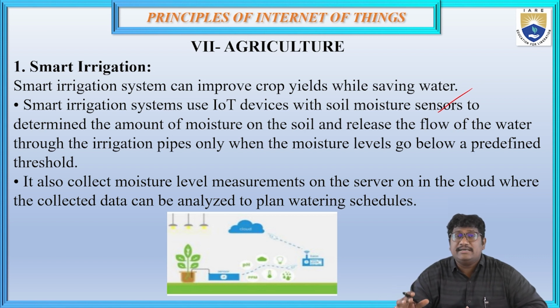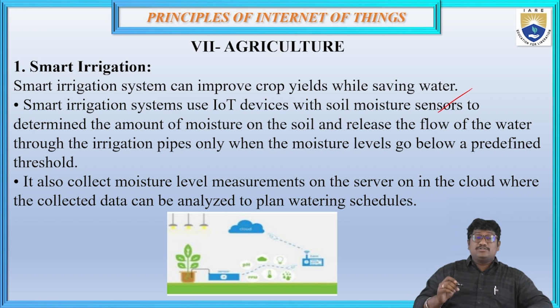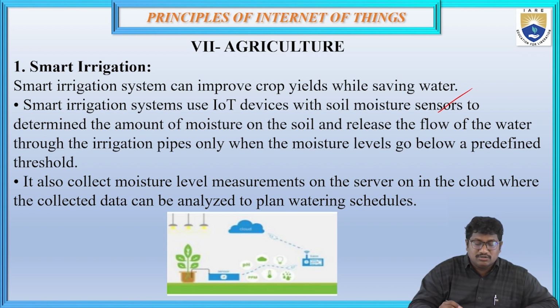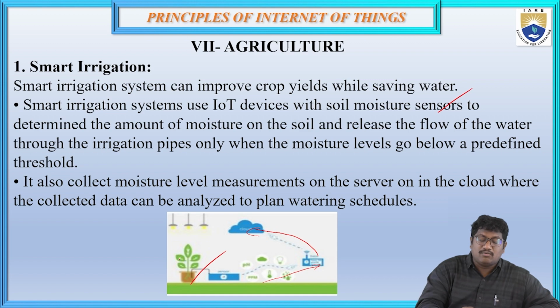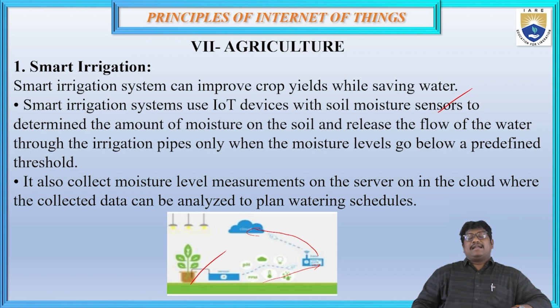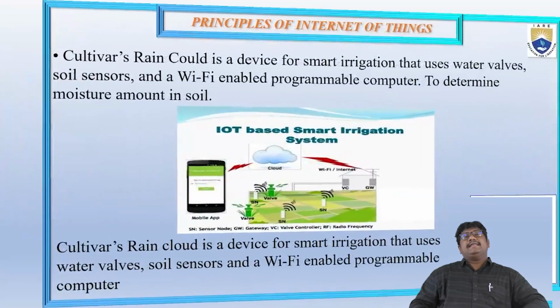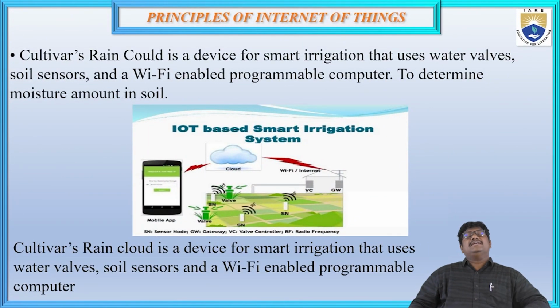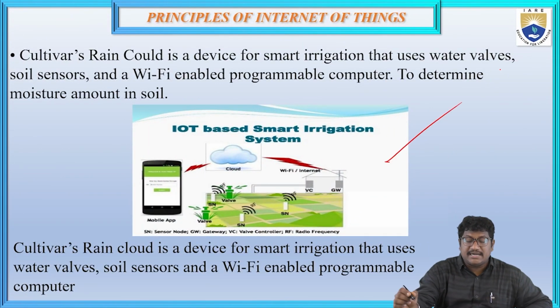Like this, it is going to collect the moisture level measurements, collect the data, and analyze it to plan watering schedules. See here how much water is present. By using the sensors, the data is gathered at the device and uploaded to the cloud. Automatically, if there is less moisture, it will inform so that the water will be distributed to the concerned plant. Like this, our smart agriculture sector will work efficiently. This is how the IoT based smart irrigation system works.